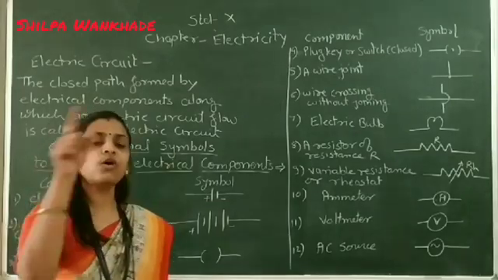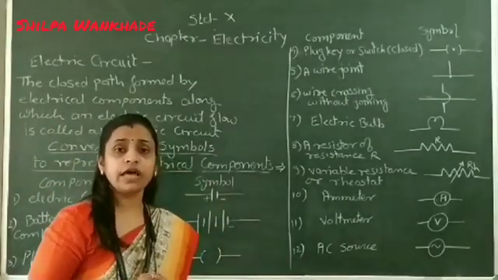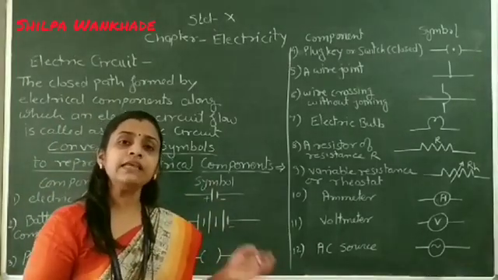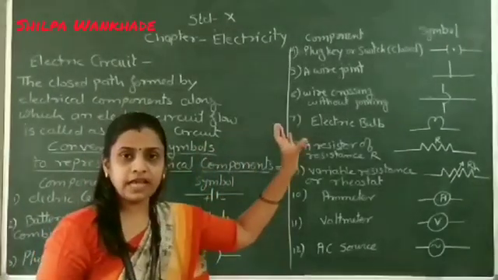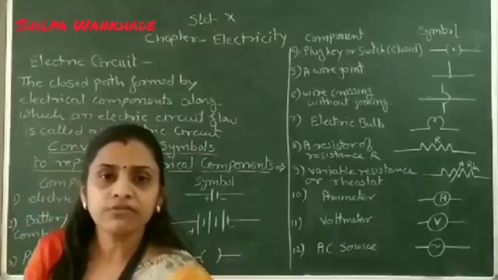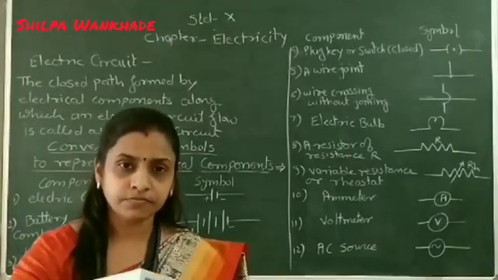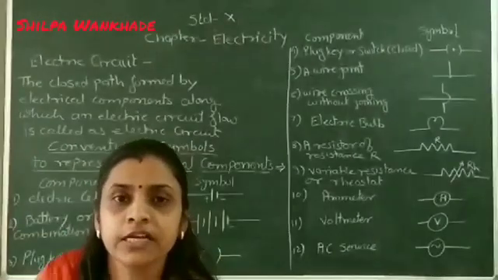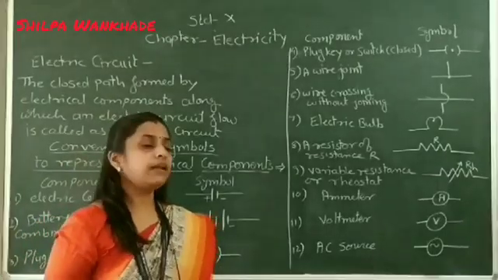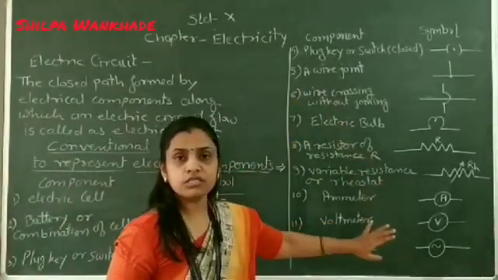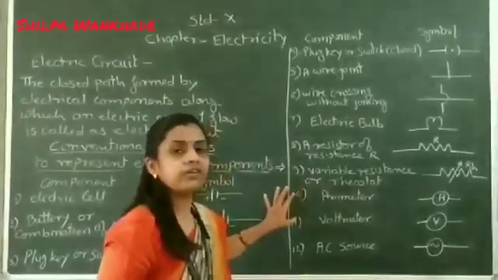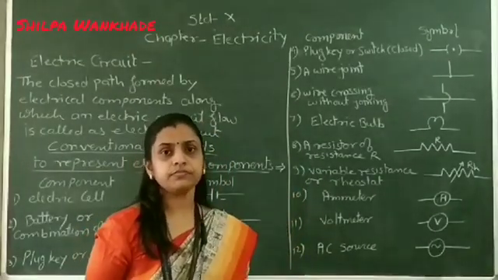So whenever we draw an electric circuit or draw a circuit diagram of any electric circuit, we do not draw the light as it is or the battery. Can we draw the battery like this in an electric circuit? No. We can use only these symbols to represent these electrical components.